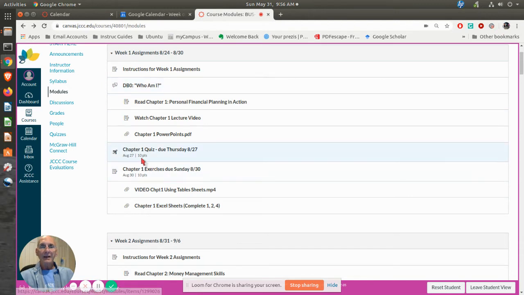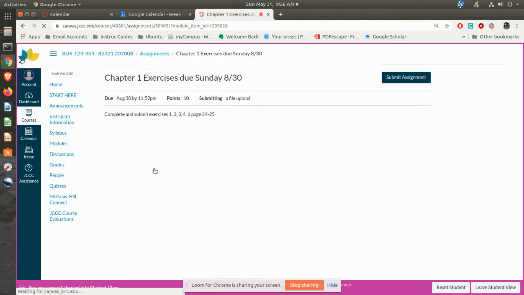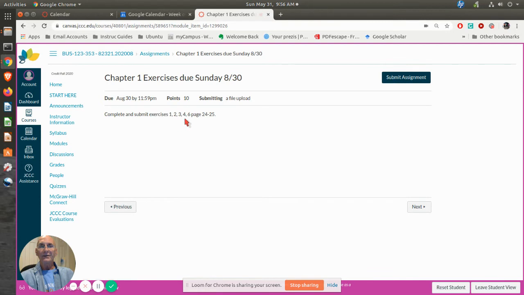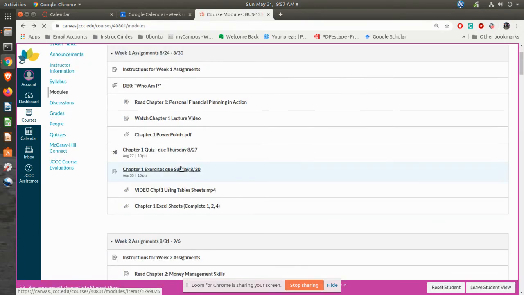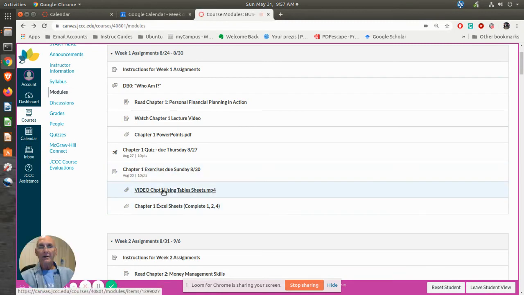And you can see that for the exercises, it's saying complete and submit these exercises that are on those pages in the book. So what you do is you complete those and submit the assignment. There's also a video here that talks about how to use various tables and things that will help you with some of the questions in the exercises for this chapter and future chapters.